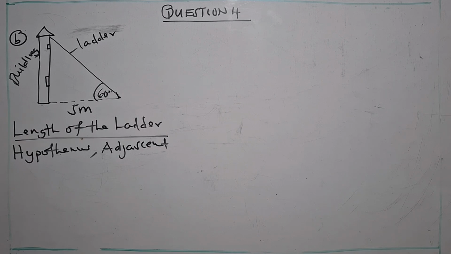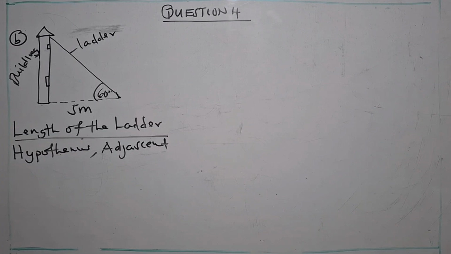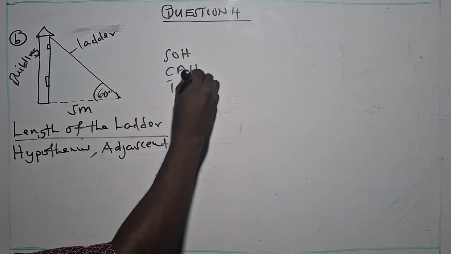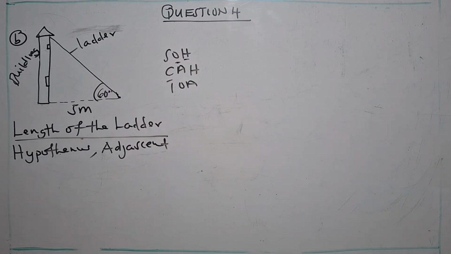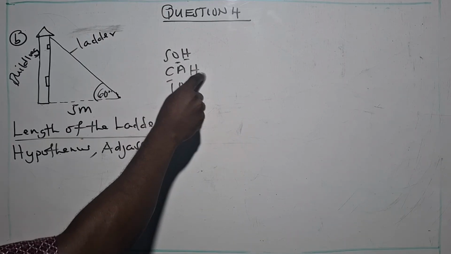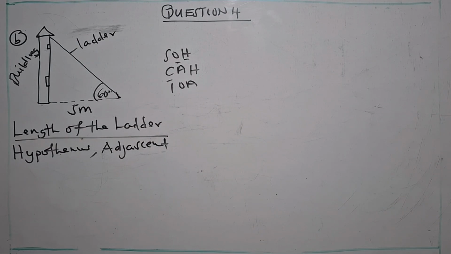This is where you have to know. Which of them uses the adjacent and the hypotenuse? That is the cos. So you have to know: we have opposite and hypotenuse for sine, adjacent and hypotenuse for cos, then tan is opposite and adjacent.